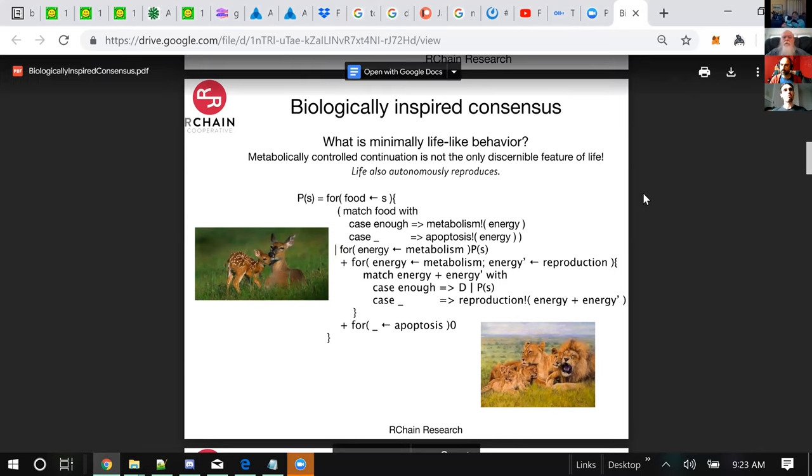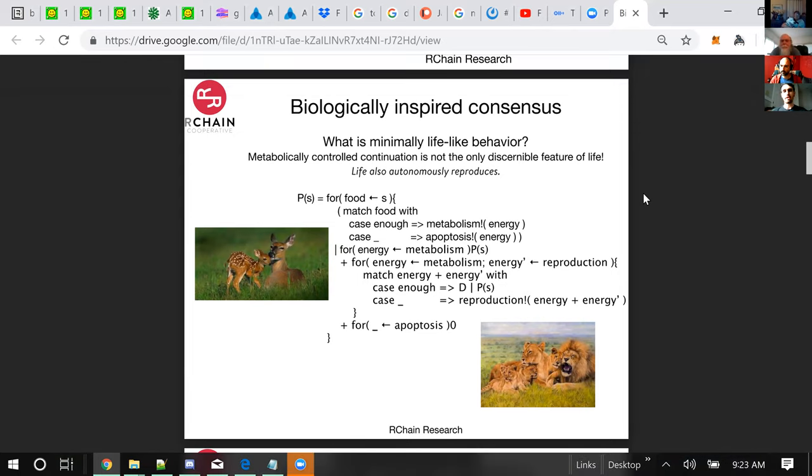There's a way to represent that phenomenon in the rho calculus, and he uses some process that he calls D. And my question is, what is the difference if I just put two processes in parallel? I'm replicating, right? Or is this something different?